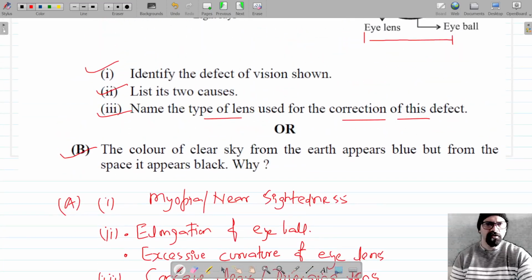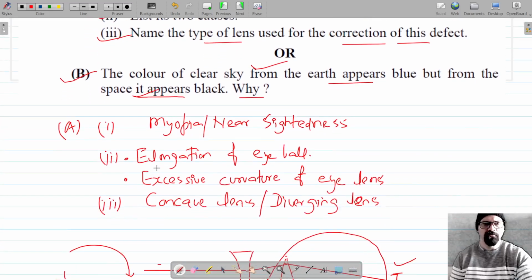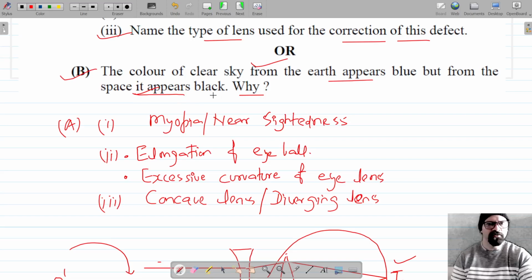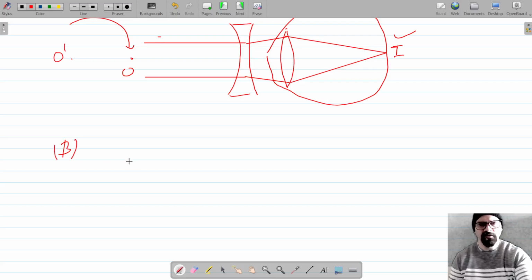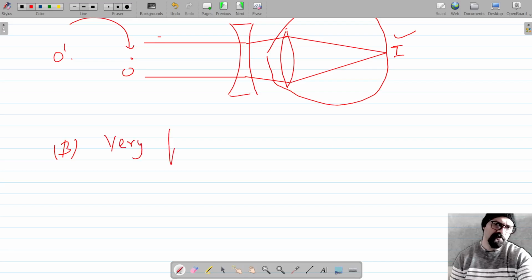Okay, the next question: the color of the clear sky from the Earth appears blue, but from space it appears black. Why? We have to give the reason for the blue sky, and for why it is black for persons at higher altitudes. The reason the sky is blue when we see it from the Earth's surface is that the size of particles in the atmosphere is very small, very fine particles present in the sky.